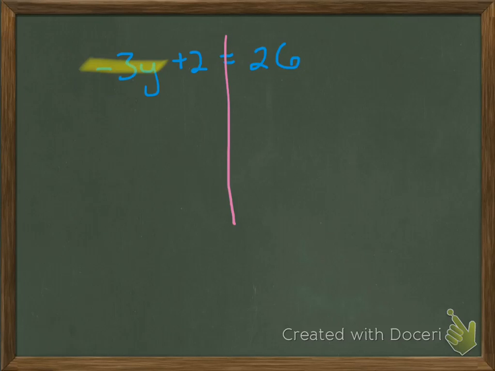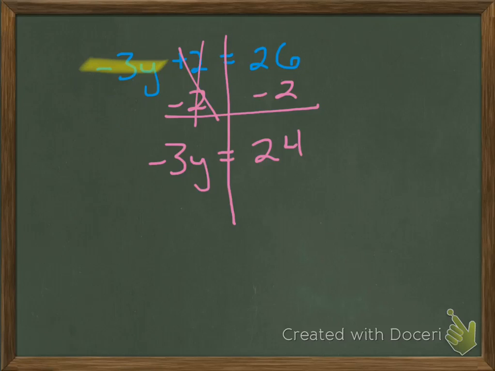Okay, I have plus 2, so I want to figure out what's the opposite of adding 2, so I need to subtract 2. So in order for me to do that, I subtract 2 from both sides. My 2s are going to cancel out, and I'm going to be left with negative 3y is equal to 24.